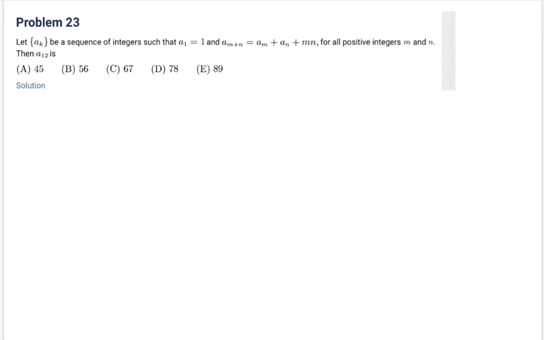Problem 23. Let A_k be a sequence of integers such that A1 is 1 and A_(m+n) equals A_m plus A_n plus mn for all positive integers m and n, then A12 is. Okay, so let's just start from 1 and work our way to 12. If A1 is 1, then for A2, m and n would both be 1, right? So this would be 1 plus 1 plus mn, which is 1. This is 3. A3 will be A1 plus A2, so it's 1 plus 3 plus m times n, which is 2. A3 would equal 6.